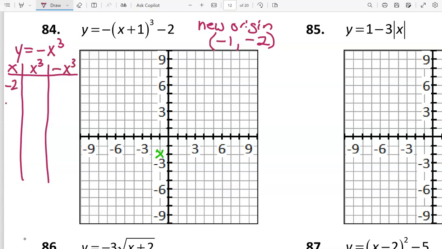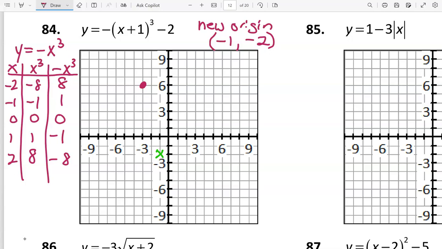So I'm going to pick my parent function points, -2, -1, 0, 1, and 2, cube, and then take their opposite values and graph the first and last columns as the coordinates of the parent function, and then just graph them from the new origin. So -2, 8 is 2 to the left of the new origin and 8 up. Remember, that's all relative to the new origin.